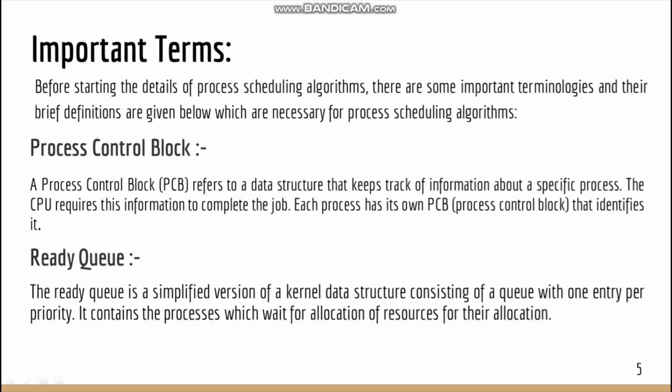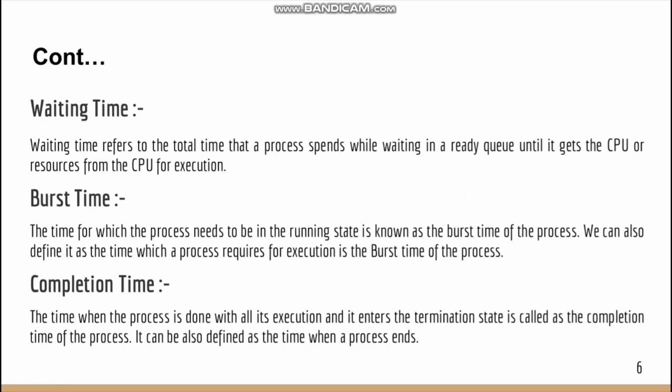Next term is waiting time, that refers to the total time that a process spends waiting in the ready queue until it gets the CPU or resources from the CPU for execution. Now what is burst time? The total time that a process takes in its execution is called burst time. Now how will we explain the completion time? Basically, completion time is the time when a process enters a termination state.